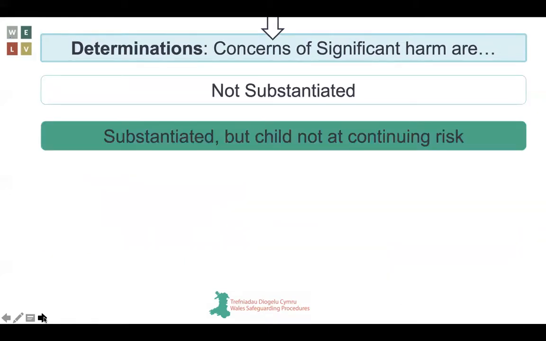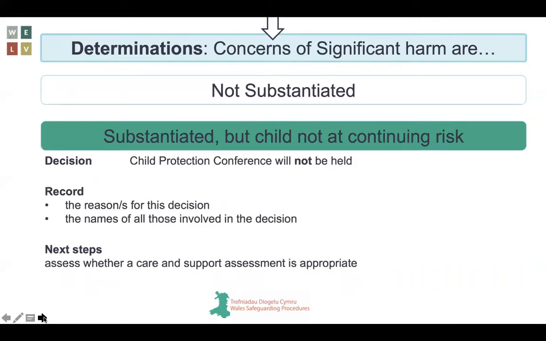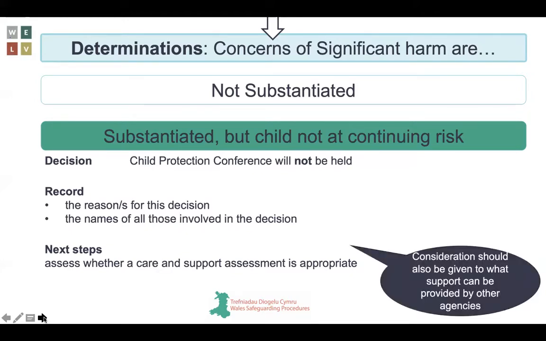The second determination that could be reached is that the concern is substantiated, but the child is not at continuing risk. In these circumstances, a child protection conference will not be held. A record will be made of the reasons for this decision and the names of all those involved in the decision. The next steps, however, will be for social services to conduct an assessment or to reach the decision as to whether a care and support assessment of the child's needs is appropriate. However, consideration should also be given to what support can be provided by other agencies, in addition to or as an alternative to social services.